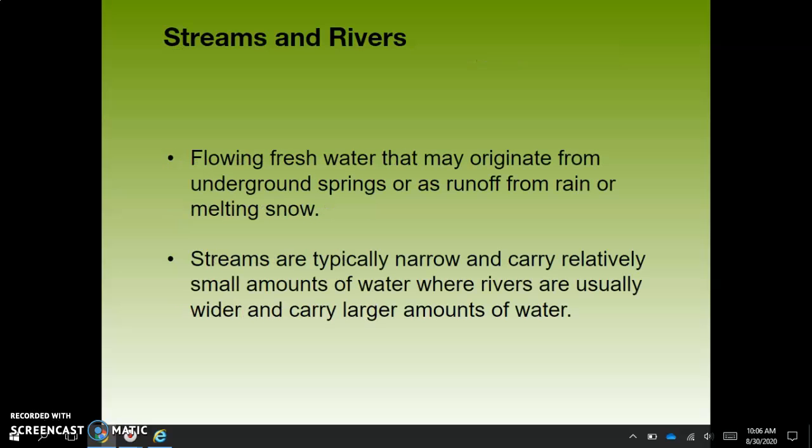So a stream and river, we've got flowing fresh water that may originate from underground springs or as runoff from rain or melting snow. Streams are typically narrow and carry relatively small amounts of water, where rivers are usually wider and carry larger amounts of water. So in terms of flow and the way that the water actually moves, streams and rivers are very similar. It's just we distinguish the two based on their size. So streams will be smaller and rivers will be larger.